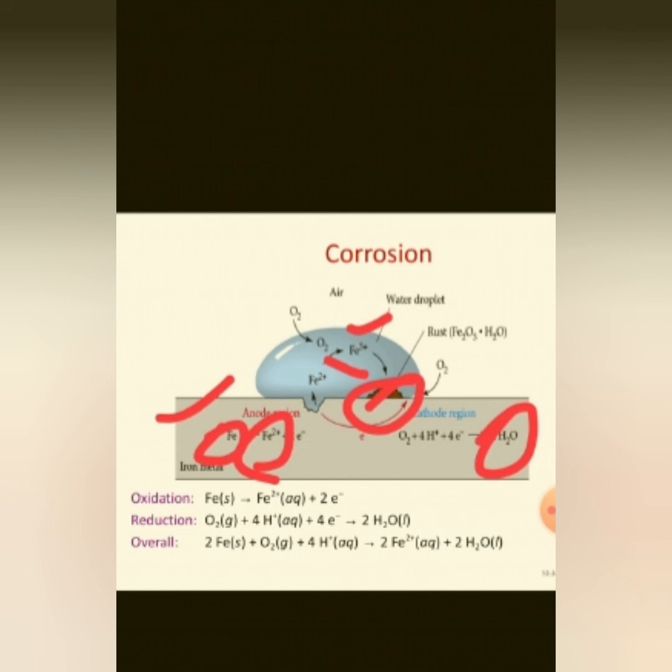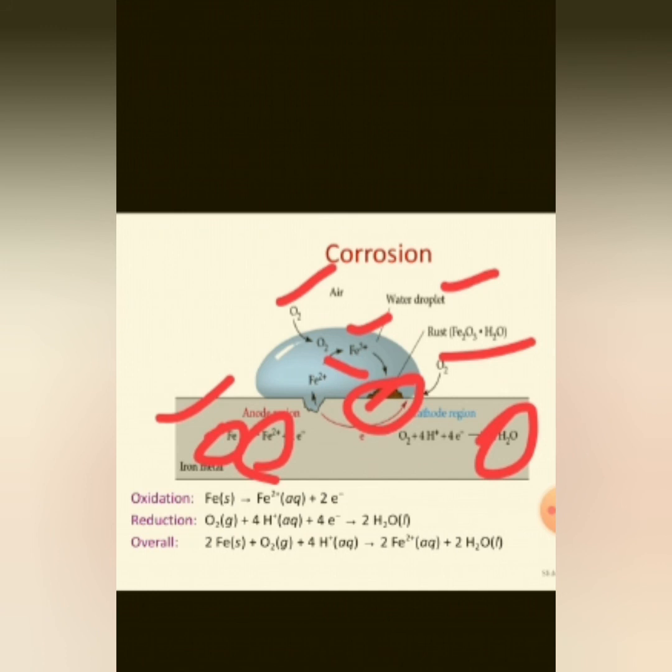Rust is formed with the help of water droplets, oxygen and iron. The formula of rust is Fe2O3·xH2O, where x is the number of water molecules.